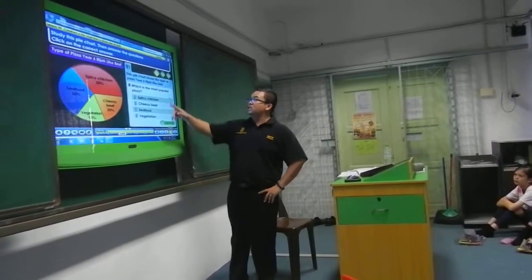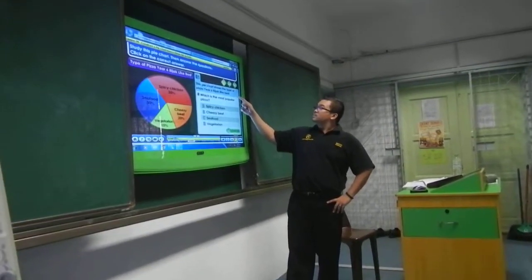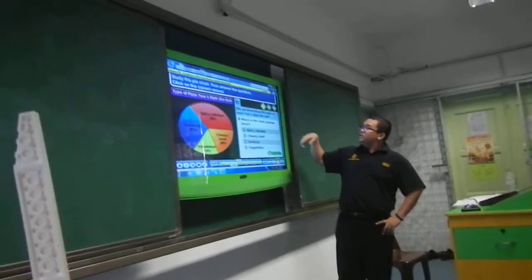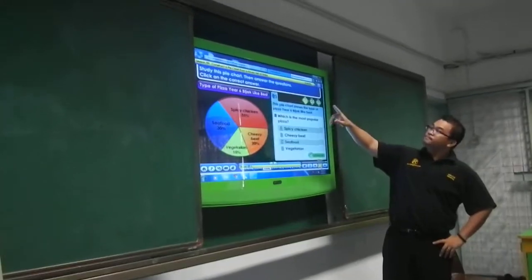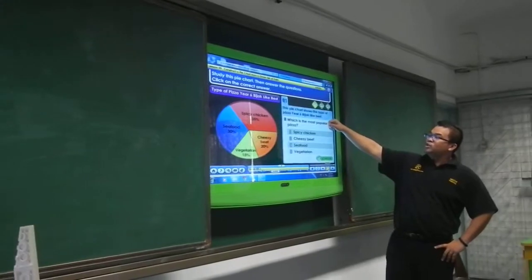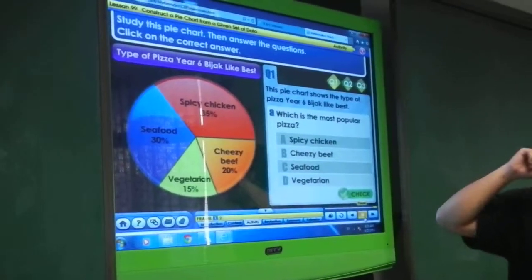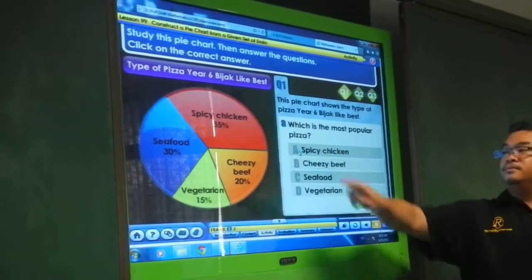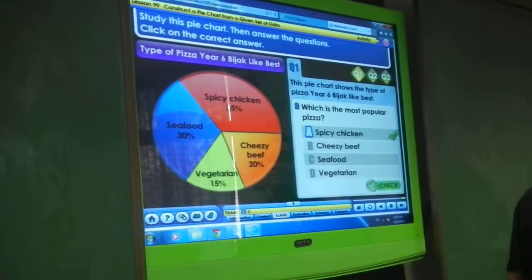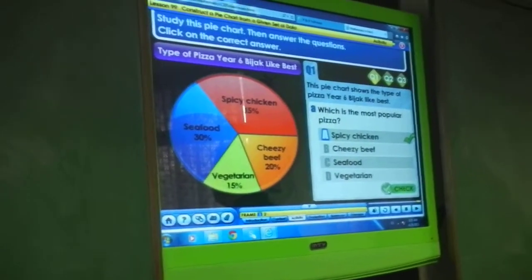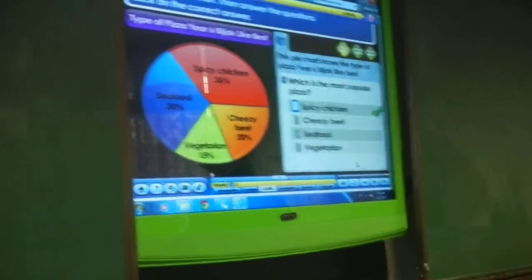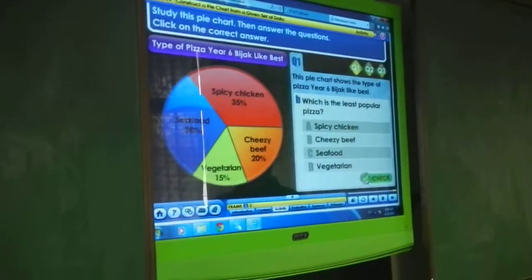So the question is, this pie chart shows the type. So which one is the answer? Most popular. Excellent. Which is the least popular?